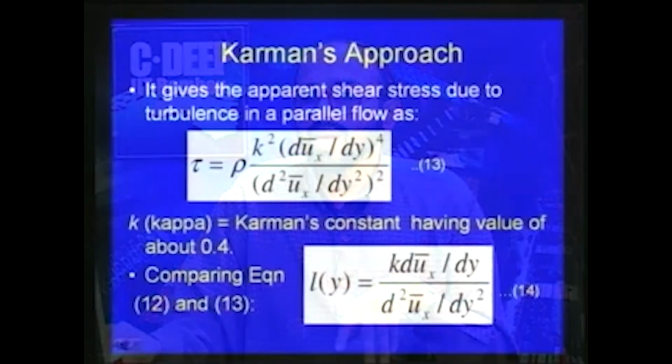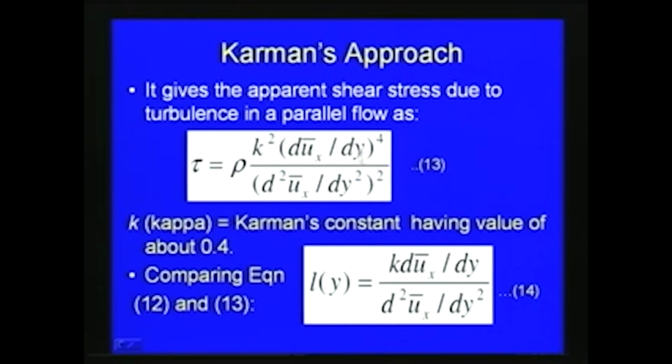So, what von Karman did here is he approximated this through various experiments and observations. Von Karman showed that the apparent shear stress due to turbulence in a parallel flow can be written as tau is equal to rho into kappa square (dux bar by dy) to the power 4 divided by (d square ux bar by dy square) all square.